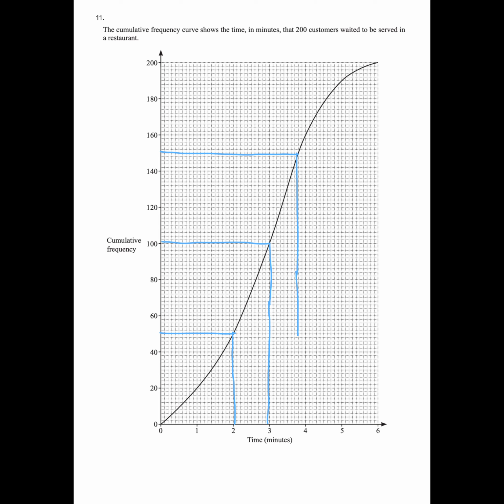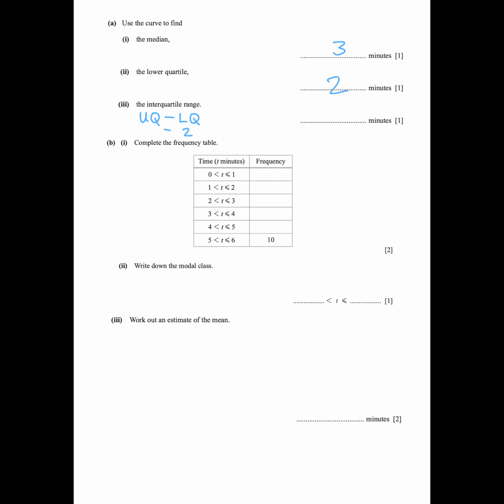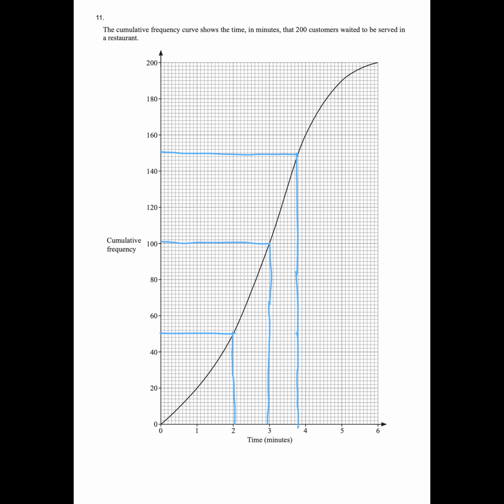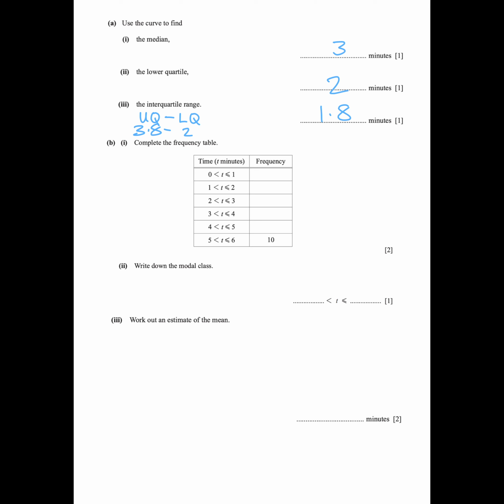Use a ruler for this, it can really help to keep it as accurate as possible. And that looks to be around about 3.8. So we have 3.8 minus 2, and that gives us 1.8 minutes. And all of those needed to be exact. They all fall exactly on a line, and therefore the examiner will only accept those specific values.